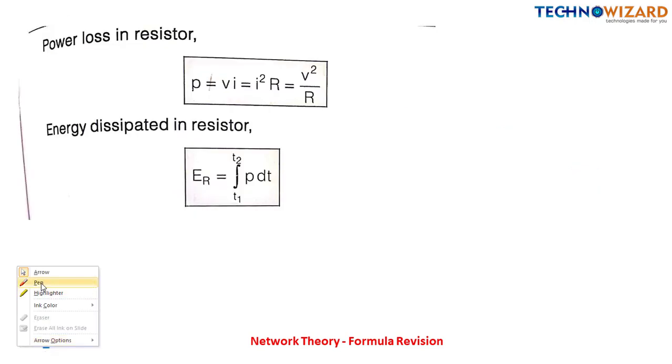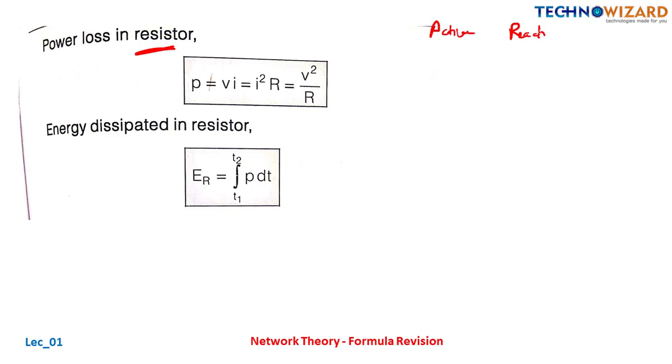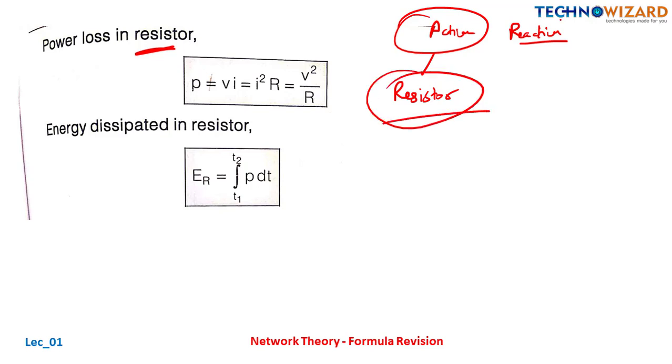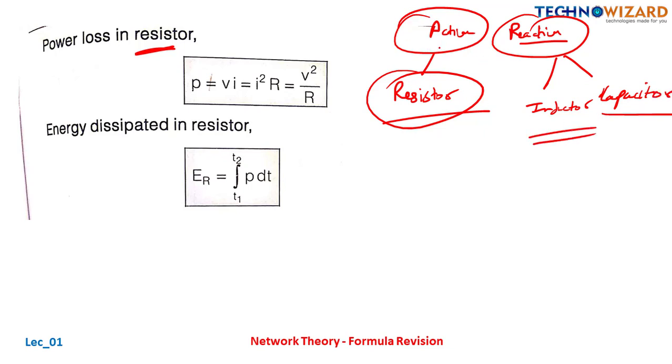Okay, now next one is, what is the power loss in a resistor? Now there are two types of power. First is active power, and second is reactive power. Now active power is due to only the resistor, and reactive power is due to two elements, that is the inductor as well as the capacitor. So I will give a detailed video upon active power, reactive power, and apparent power, which will be another lecture on our YouTube channel. So please stay tuned.